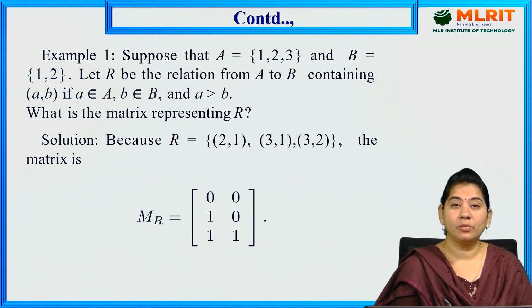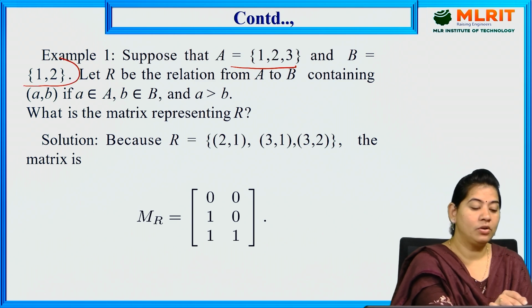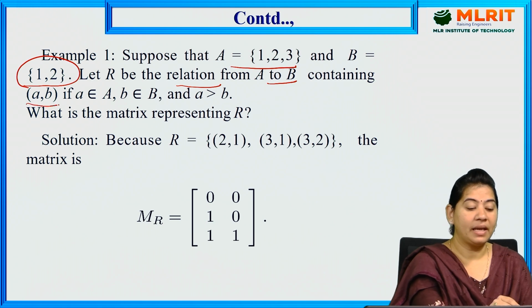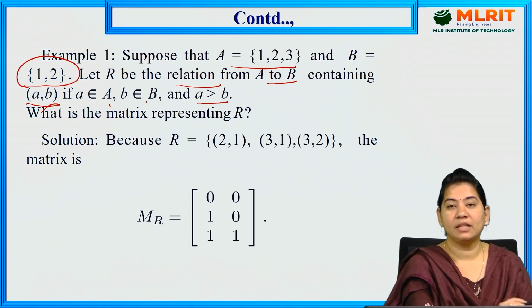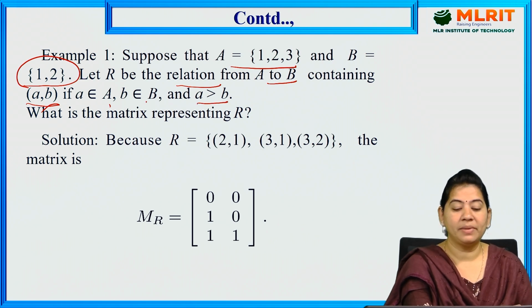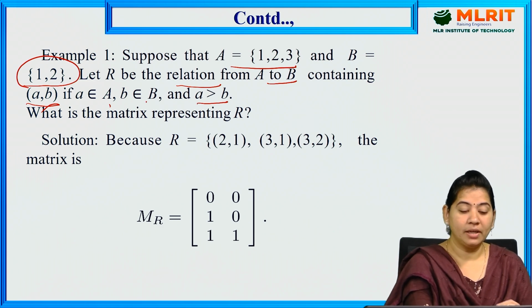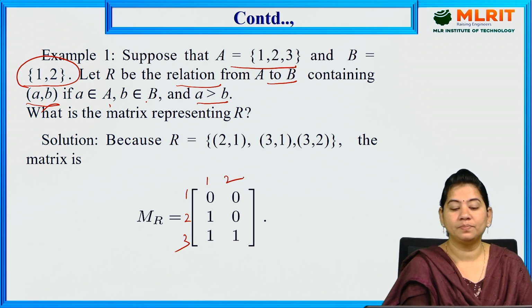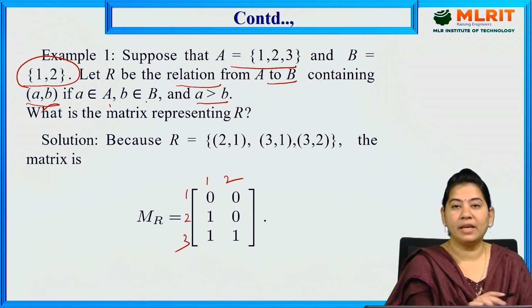Next we have one more question. Suppose A is equal to {1, 2, 3} and B is equal to {1, 2}. Let R be the relation from A to B containing (a, b) if a belongs to A, b belongs to B and a is greater than b. So, what is meant by a is greater than b here? What is the matrix representing R? Here A is equal to {1, 2, 3}, which are the rows, and B is equal to {1, 2}. R is a relation from A to B, if a belongs to A, b belongs to B and a is greater than b.